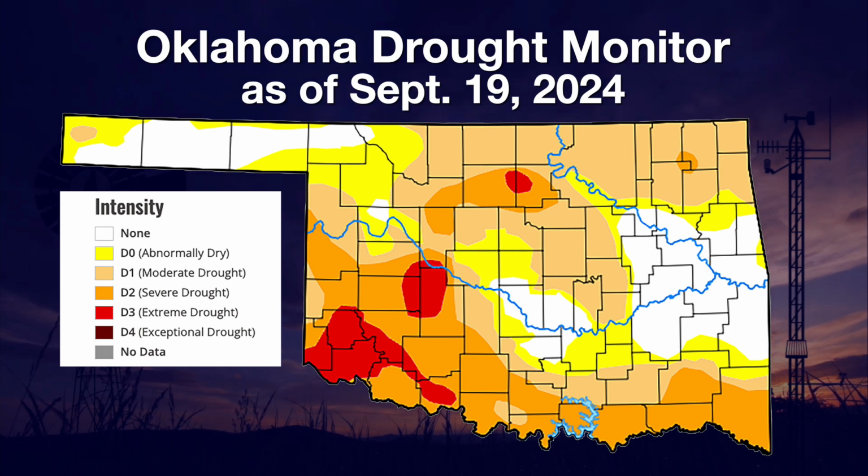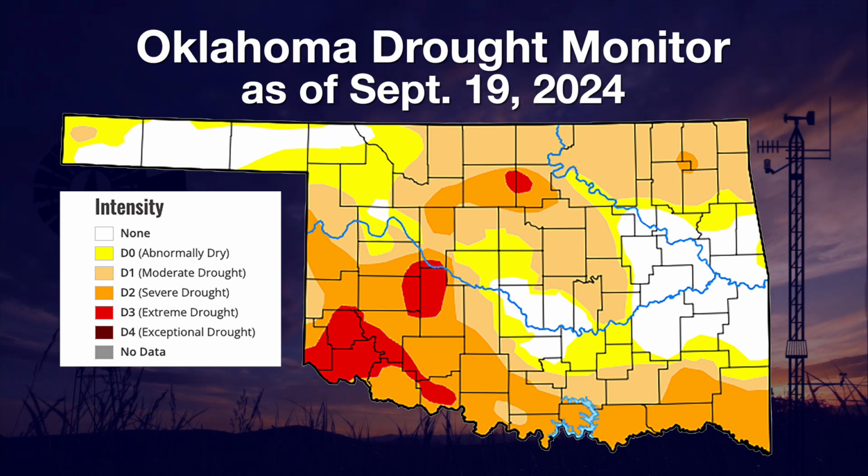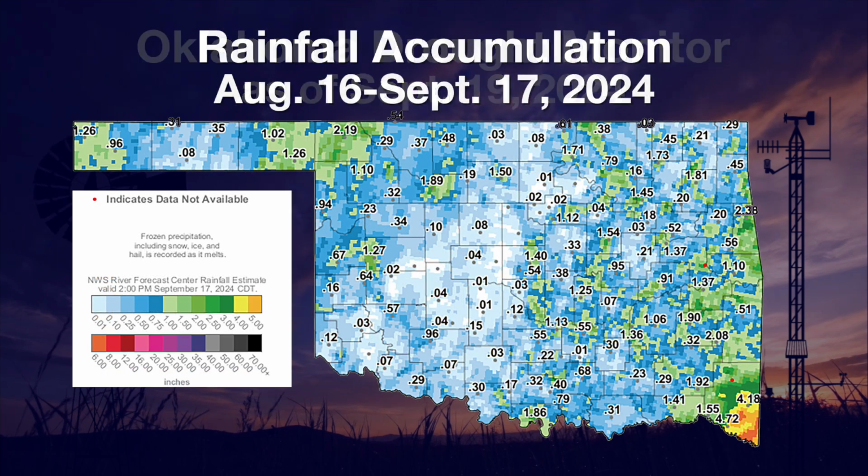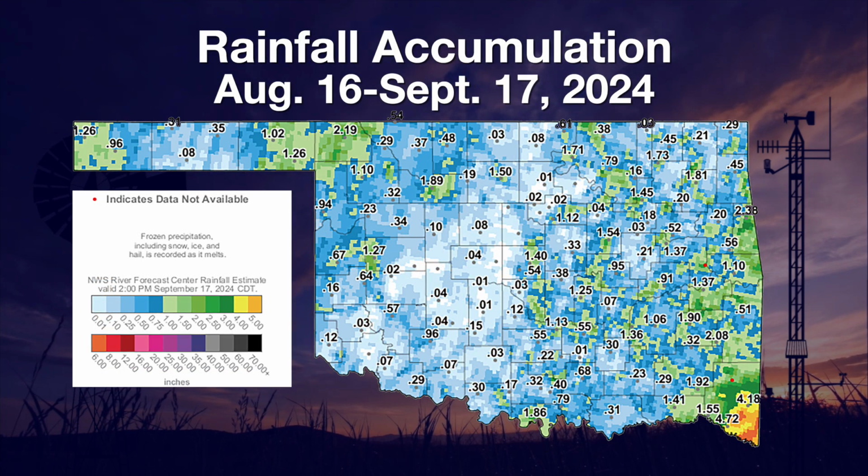Now for the rest of the state, we saw a larger area of that extreme drought down in southwestern Oklahoma, a little bit of an increase up in north central Oklahoma, a little bit of an increase up in northeastern Oklahoma. So lots of increases, very little improvement. Let's take a look at this 30-day rainfall map from the Oklahoma Mesonet.